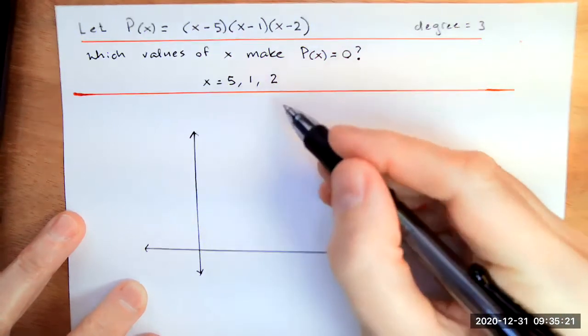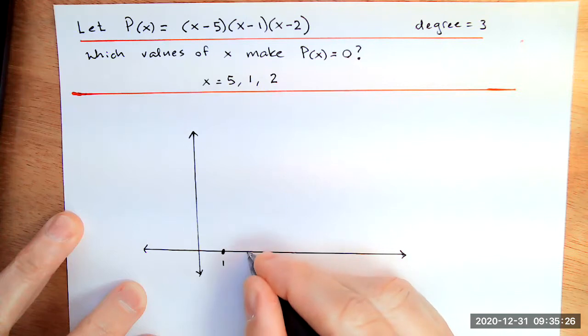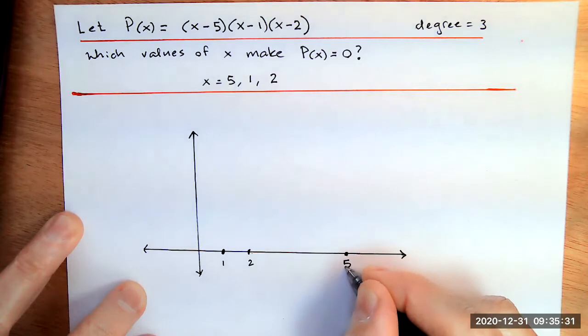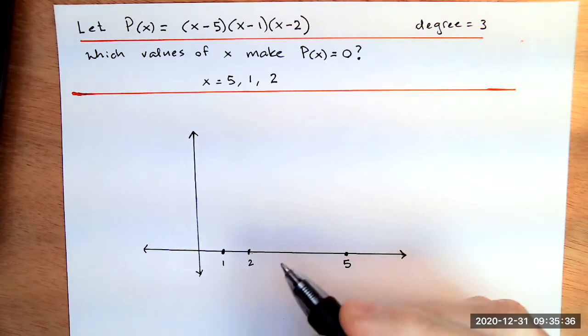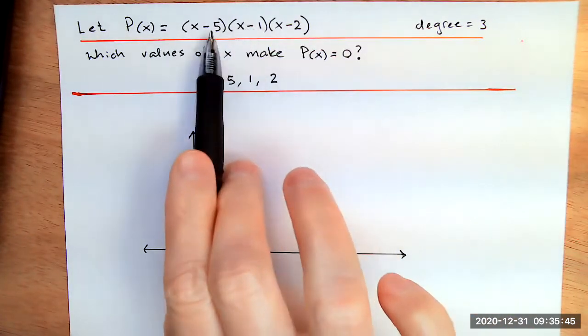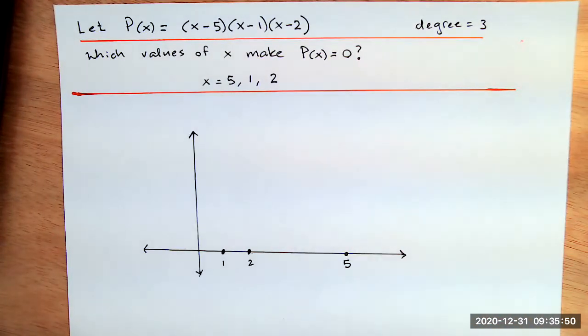So we know that the zeros of this function are going to be at 1, 2, and 5. So a polynomial is going to be a wiggly graph, and it's only going to cross the x-axis in these 3 places because there's no other value of x that makes this polynomial equal to 0. So we can think of it as divided up into regions.